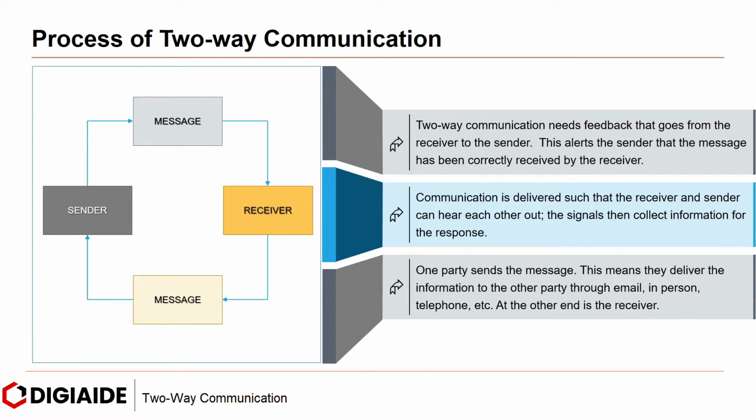One party sends the message. This means they deliver the information to the other party through email, in-person, telephone, etc. At the other end is the receiver. This implies that they are receiving the sender's information.